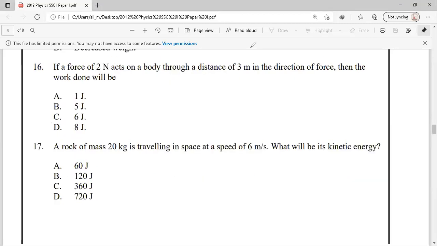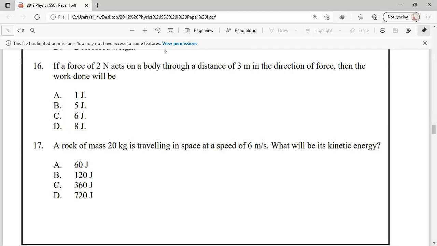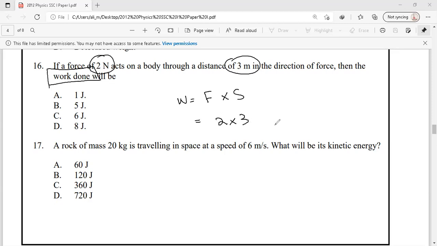Let's see question number 16 and 17. If a force of 2 Newton acts on a body through a distance of 3 meter in the direction of the force, we have to find the work done on that body. We know that work done is equal to force times displacement. Force is 2 and the displacement is 3. So simply the work done will be equal to 6 joules. So option C is the right answer.